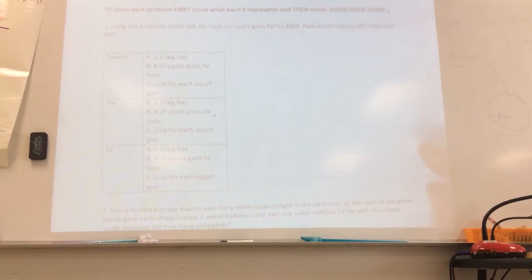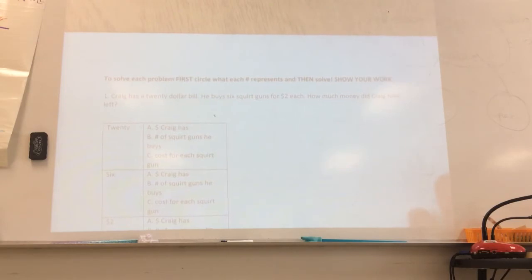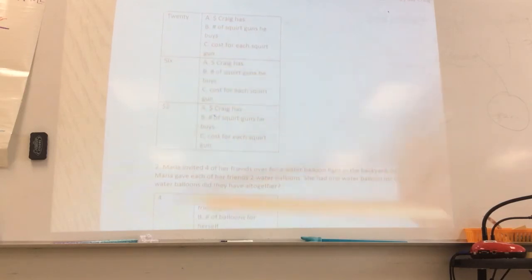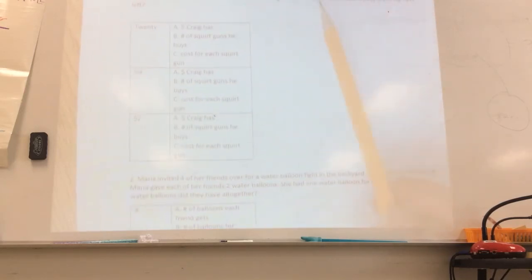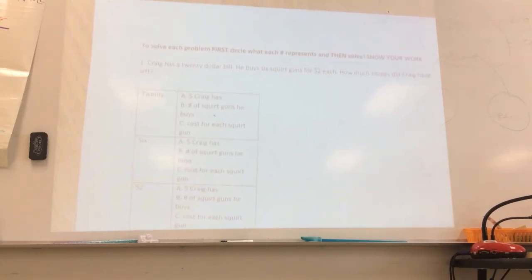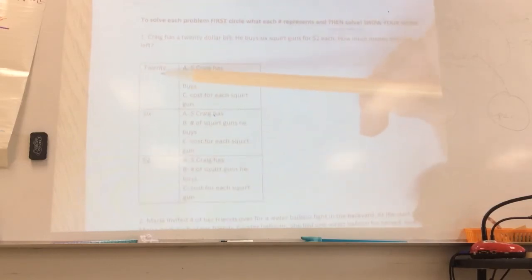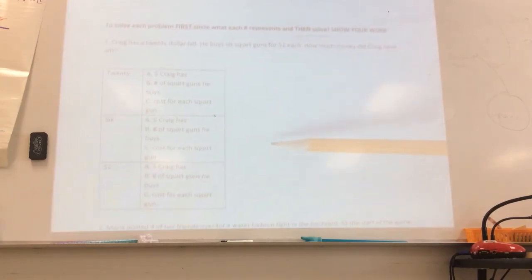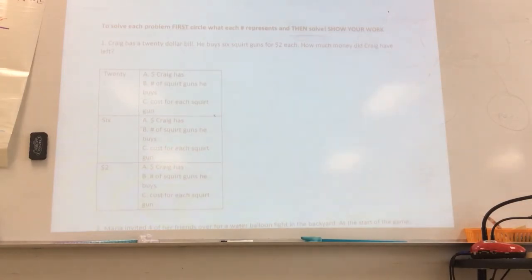So remember, to do this work correctly, you need to solve each problem first. To solve each problem, the first thing you need to do is circle what each number represents, and then you solve it. You see, I caught my mistake. I was trying to jump in. If I jump in, I might make a silly mistake. So first, what I want you to do is figure out what each of the numbers in the problem represents by looking at the problem and finding the matching answer choice. Then when you know what every single number represents, you can go ahead and solve it. So try your very best.